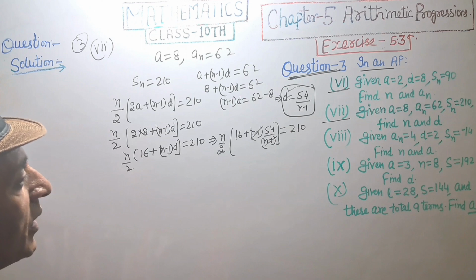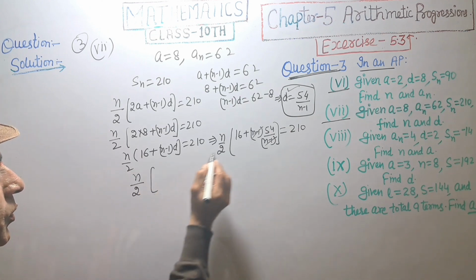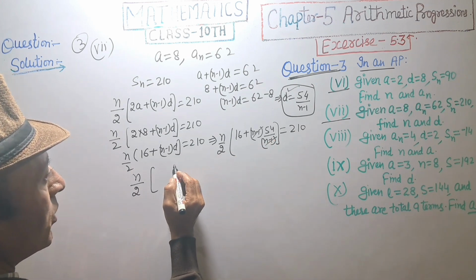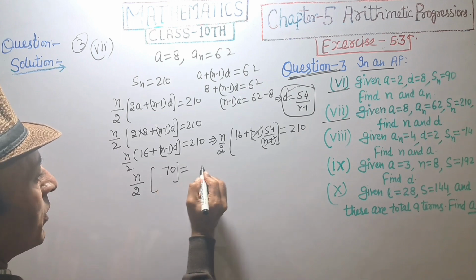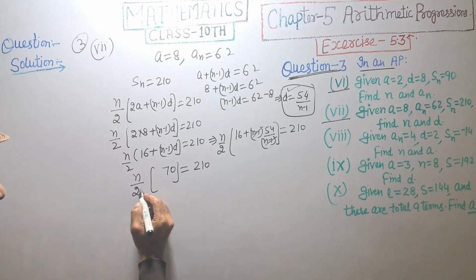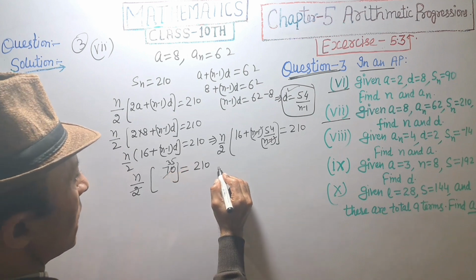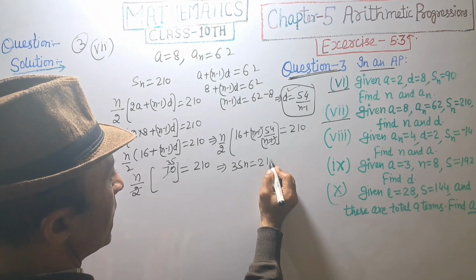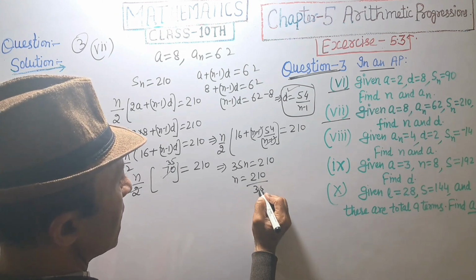N minus 1 cancels, but n divided by 2 into 54 plus 16, that is equal to 70, is equal to 210. This is cancelled. 35, this implies 35n is equal to 210, and n is equal to 210 divided by 35.